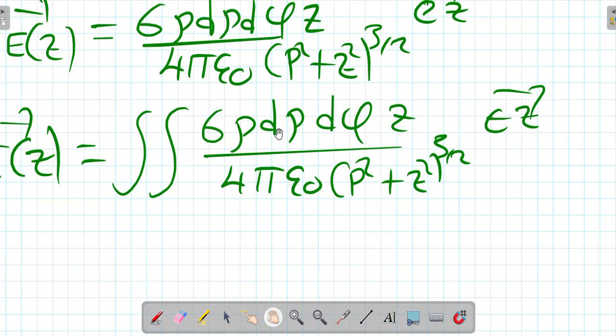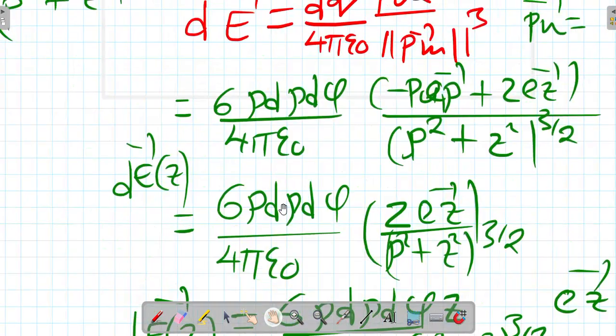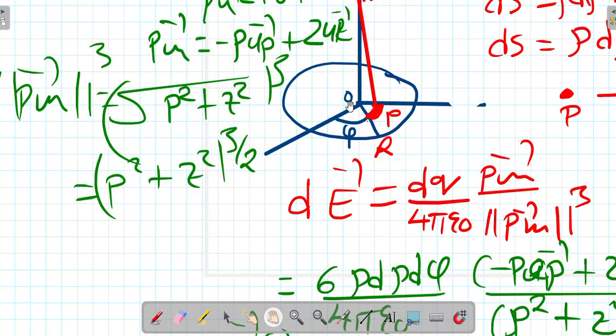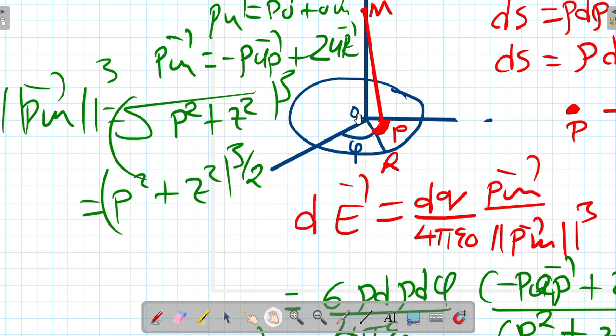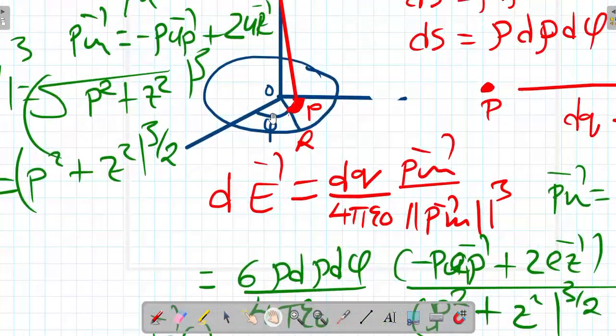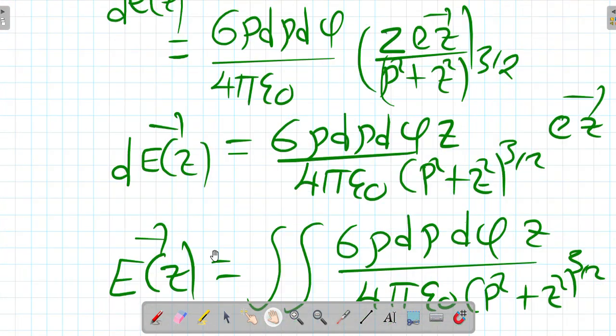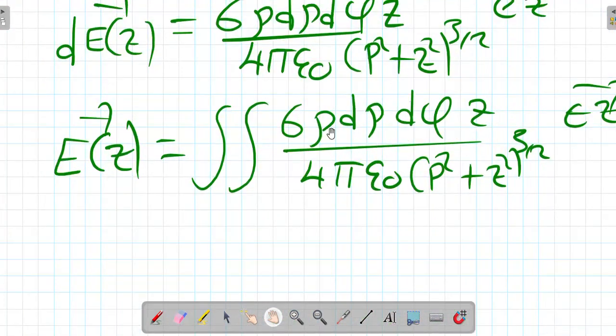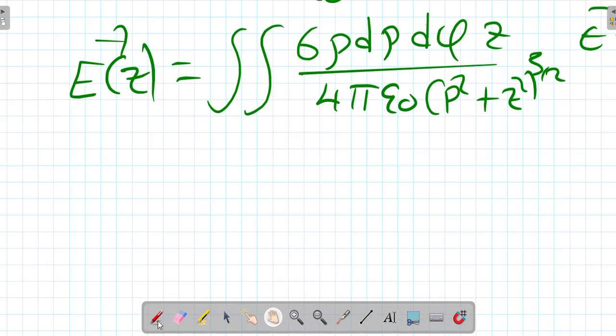Okay, now here notice that whenever integrating, you always integrate with respect to the variables. So you only have two: you have rho, and you also have phi. Rho is representing the radius, and when you're integrating with respect to rho, it varies from 0 to R. Then phi is an angle that moves in this direction, and phi moves from 0 to 2 pi. So here we're going to decompose this integral into two.